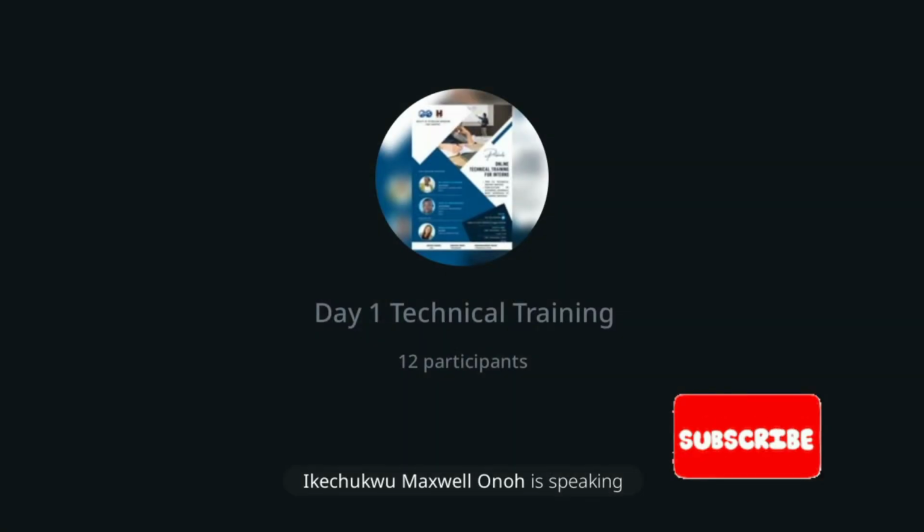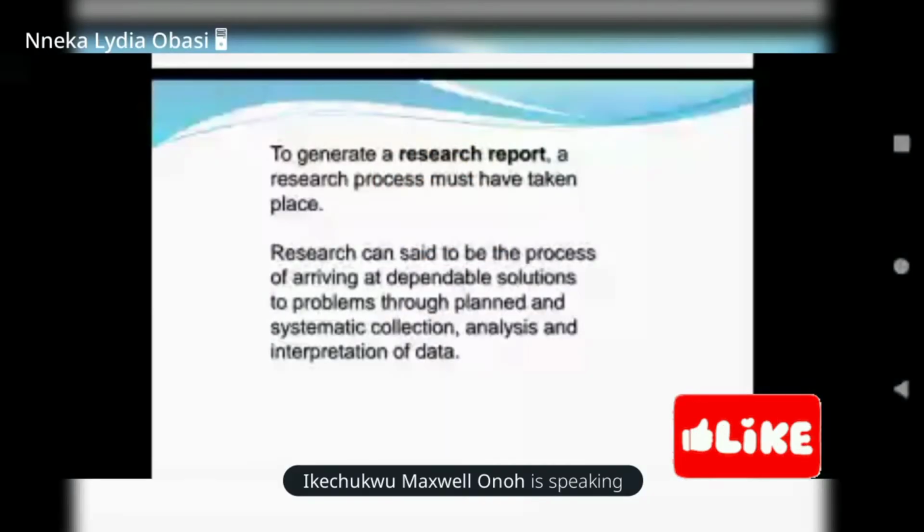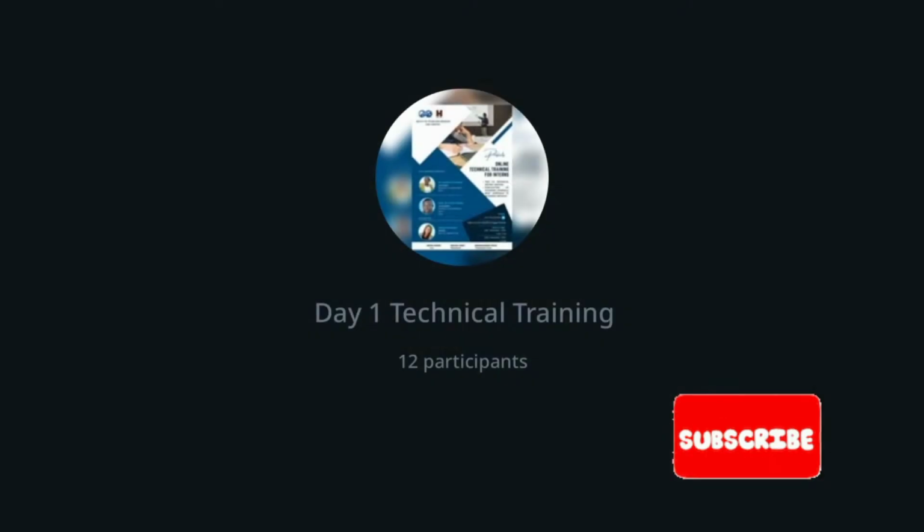To generate a research report, a research process must have been taking place. For you to say, I want to report something, you must have observed something, you must have done something. So for you to say, I want to report a research simply means you must have done a research in a particular area on a particular topic.